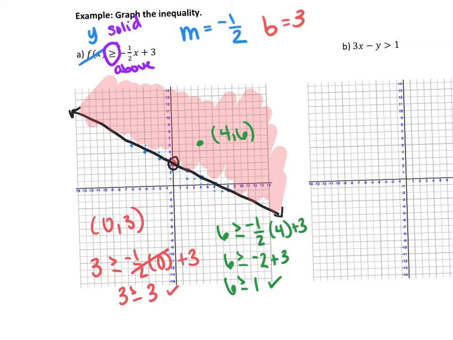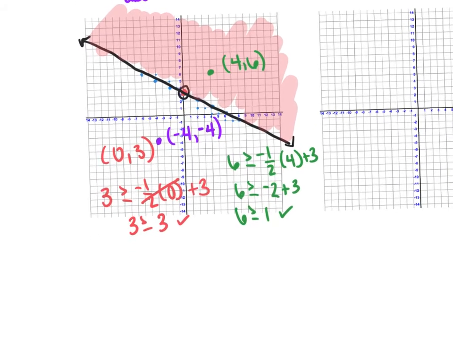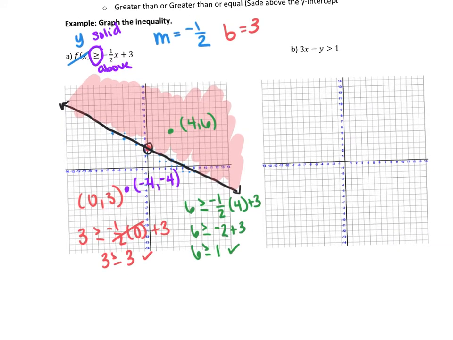As opposed to if I pick a point down here in this region, such as the point negative 4, negative 4. Watch what happens when I test with this equation. Here my y value is negative 4. Is that greater than or equal to negative 1/2 times negative 4 plus 3? Is negative 4 greater than or equal to negative 1/2 times negative 4, which is 2, plus 3? Is that greater than or equal to 5? No, it's not. This is false. So that means all of my solutions are sitting up here in this top region.